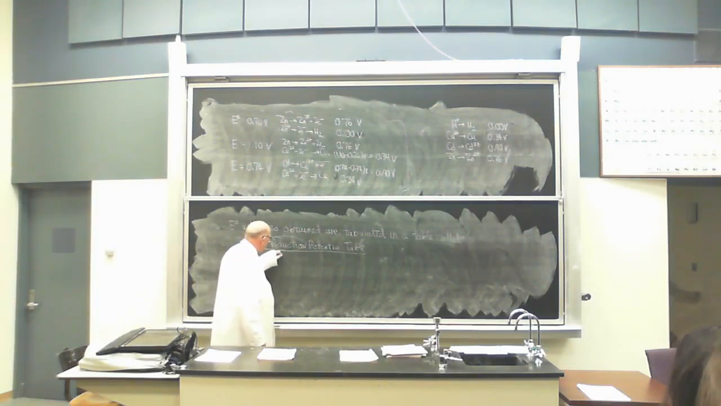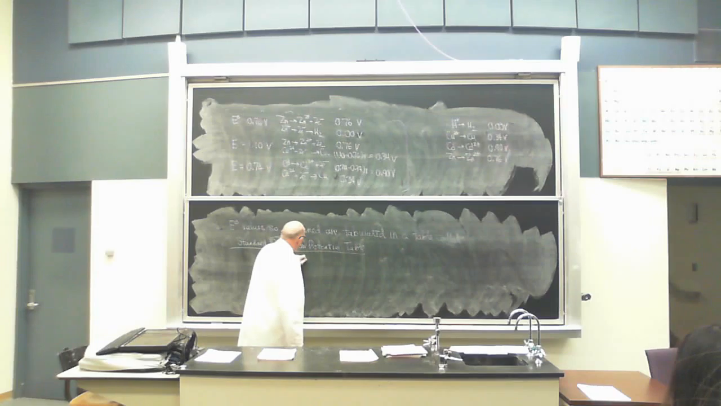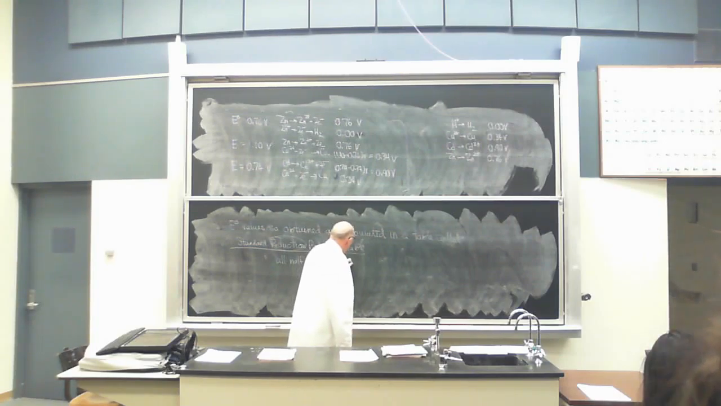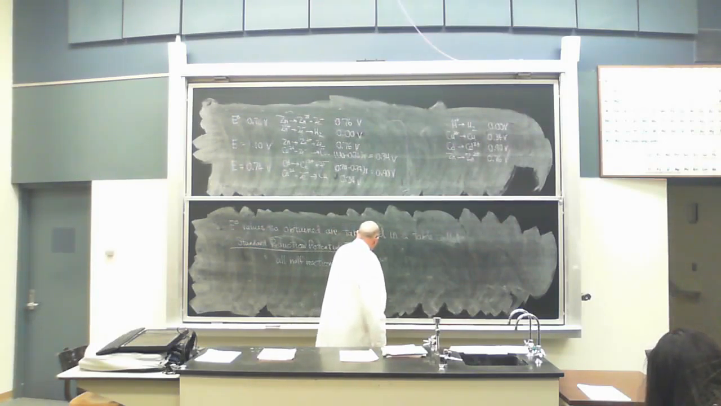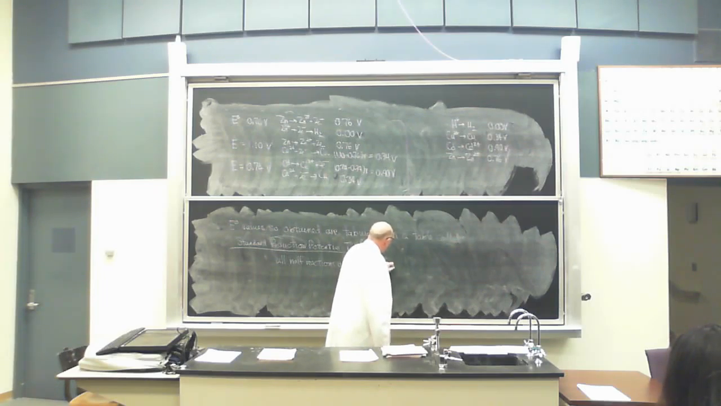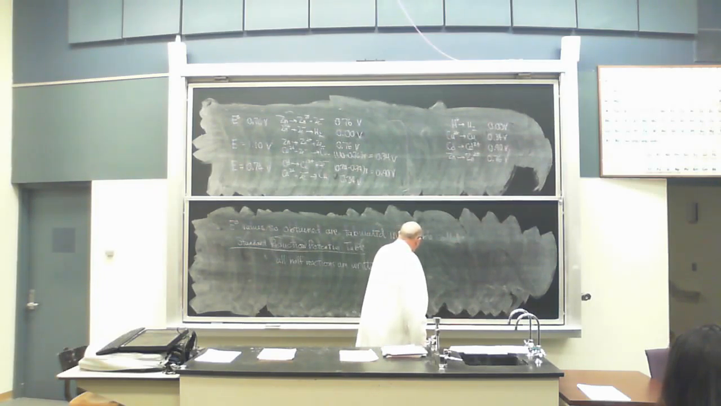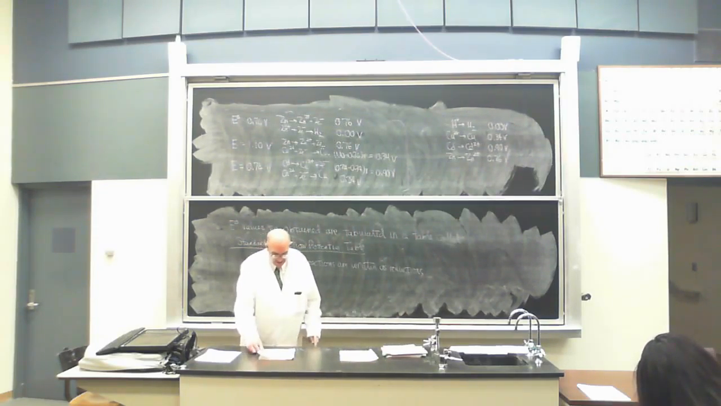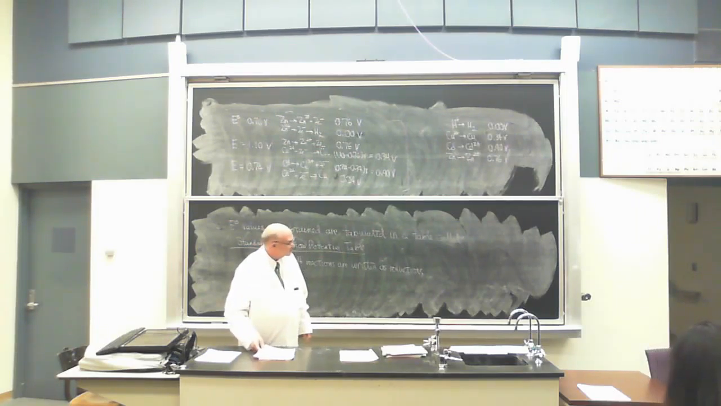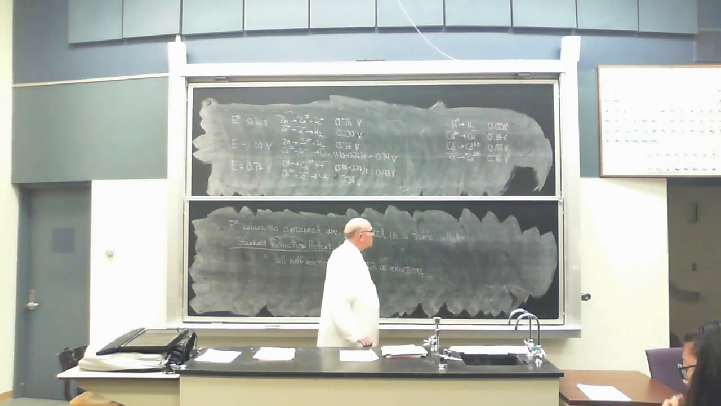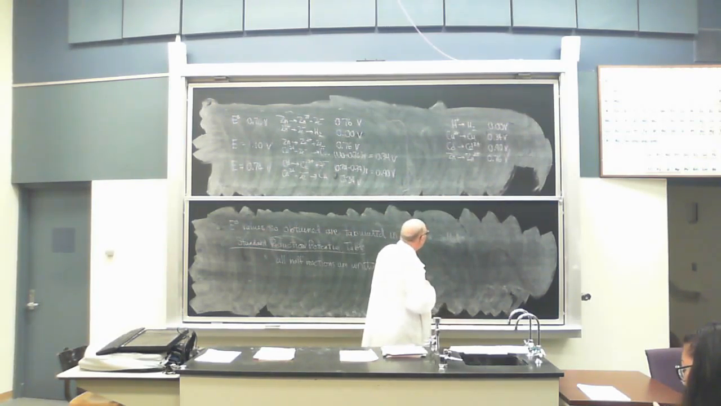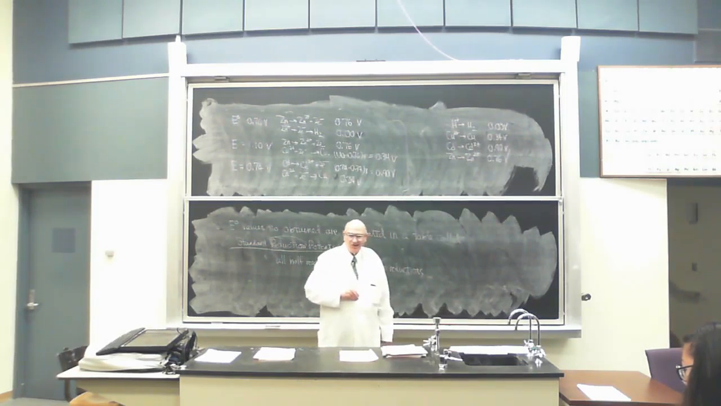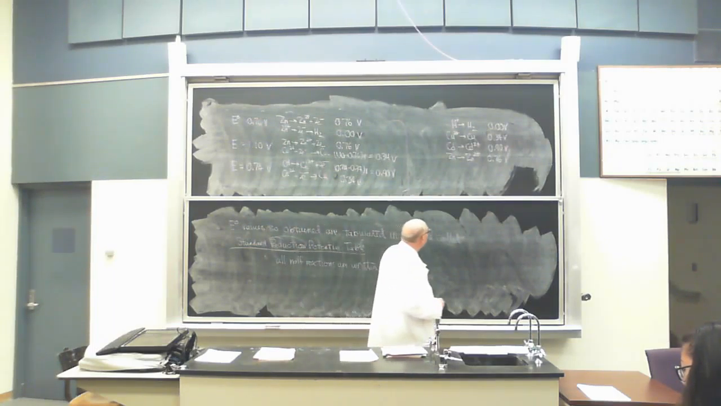All half reactions are written as reductions. Now, what does that mean with these numbers here? What is a reduction? A reduction is gain of electrons.